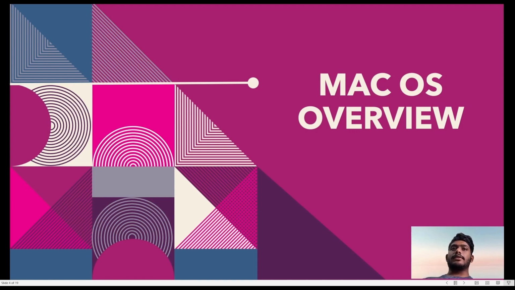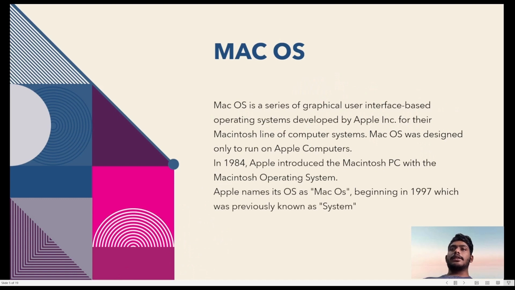So let's have an overview of the Mac operating system. Mac operating system is a series of graphical user interfaces which was developed by Apple for their Macintosh line of computer systems. Mac OS was designed only to run on Apple computers. In 1984, Apple introduced the Macintosh PC with the Macintosh operating system. Apple has named its operating system macOS since 1997, but it was previously known as the System.